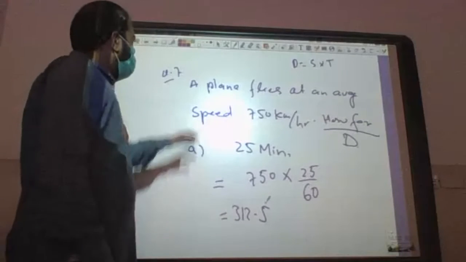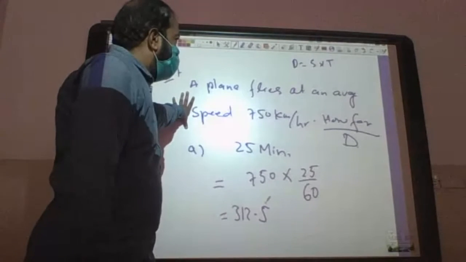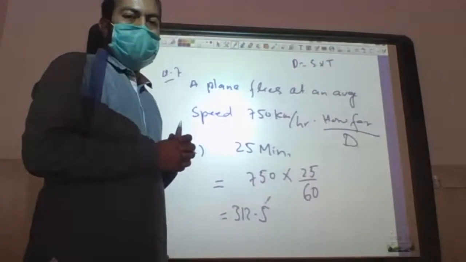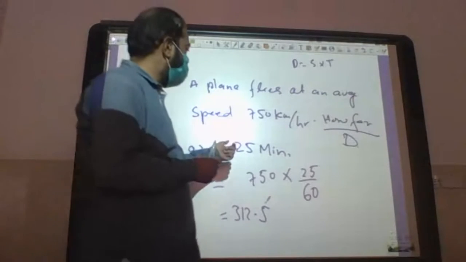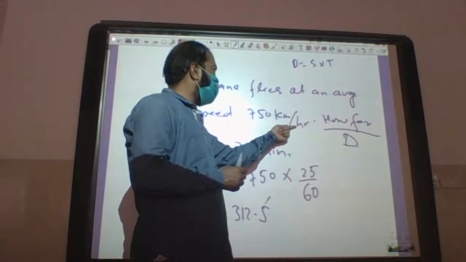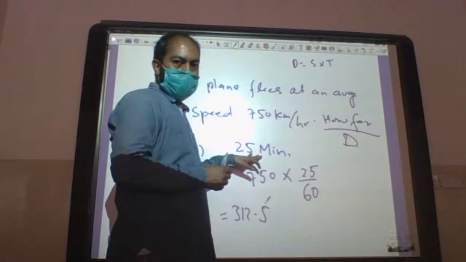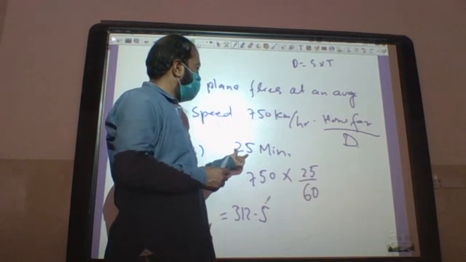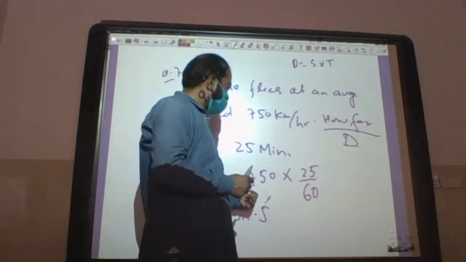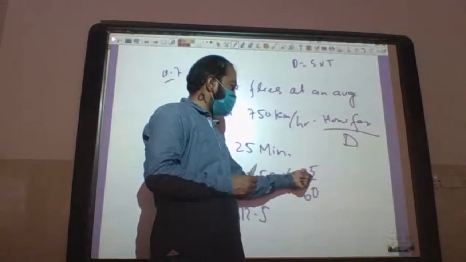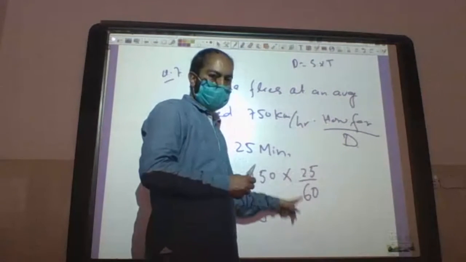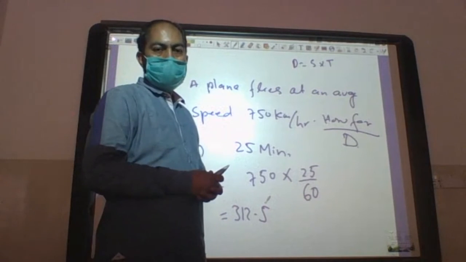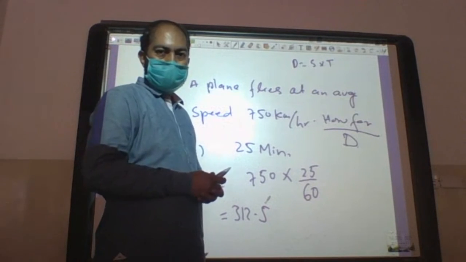Yes, 312.5. So look, we need to find how far, that is the distance, and the distance formula is speed multiplied by time. So speed is 750 kilometer per hour, and we need to find for 25 minutes. The other way is a little bit lengthy, but this way is very simple. We can convert into hours, so it will give you 750 multiplied by 25 by 60, this is the hour. So simplify it, 312.5, that will be in kilometers. You got it?